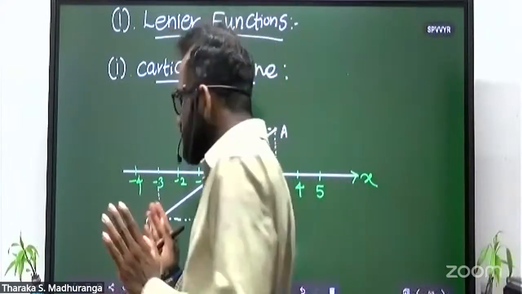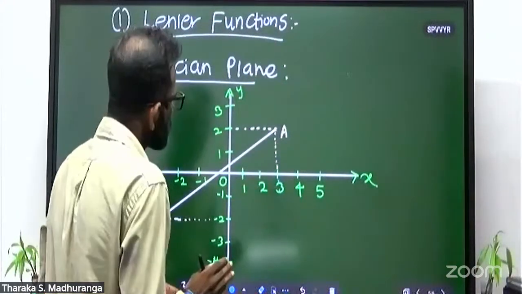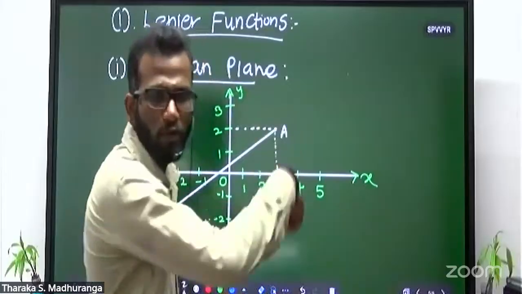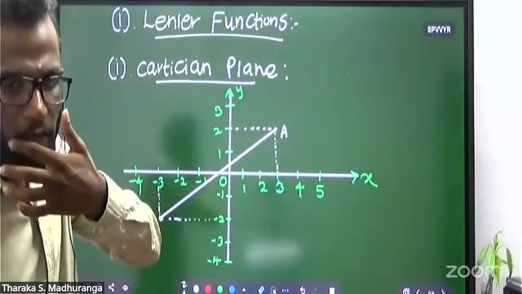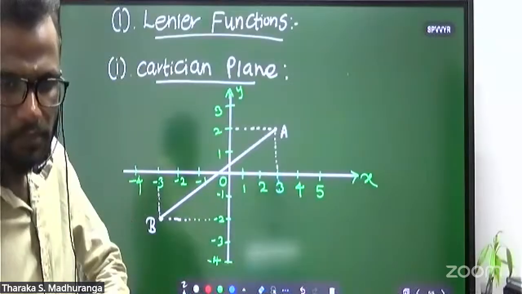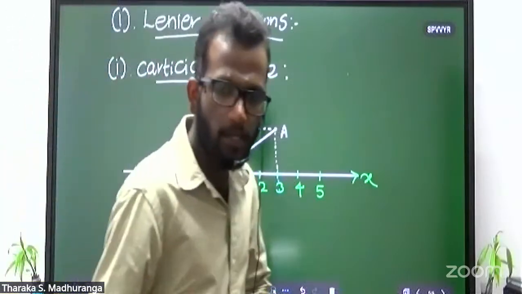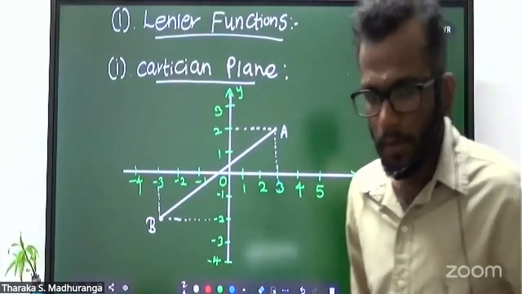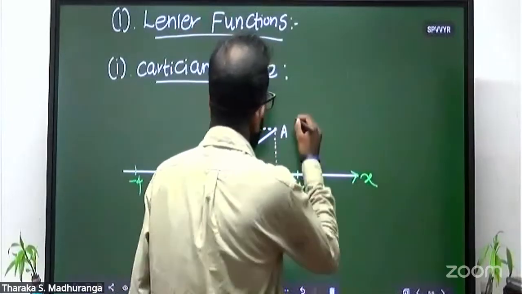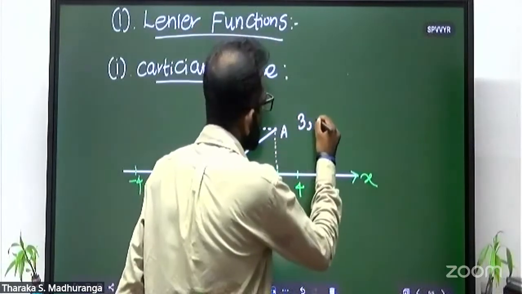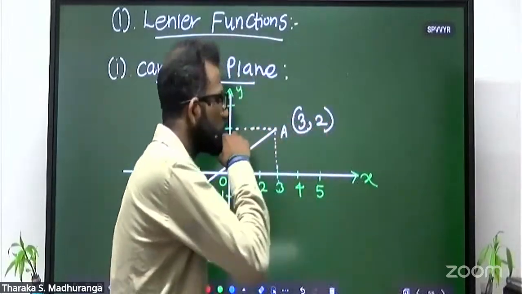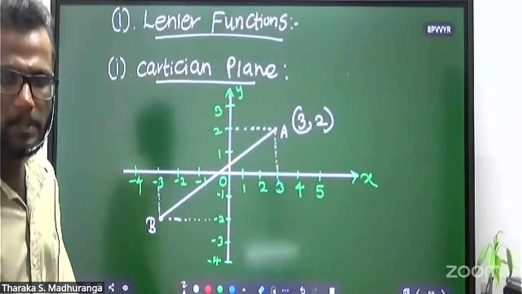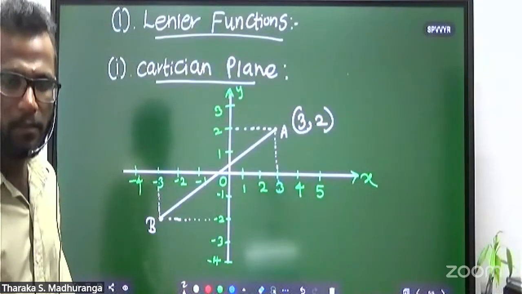Before we calculate, tell me the A coordinates now. Very good. 3, 2. The A coordinates are 3, 2. B coordinates.